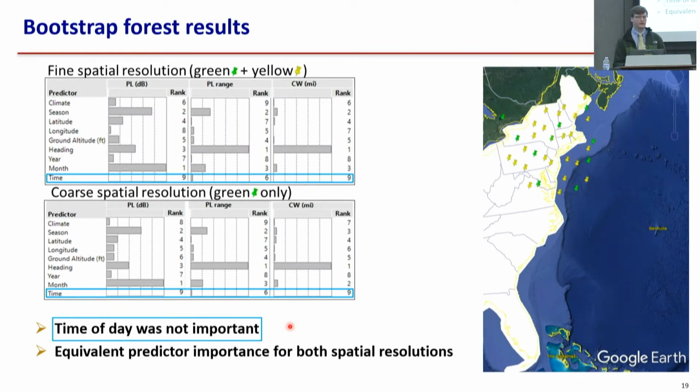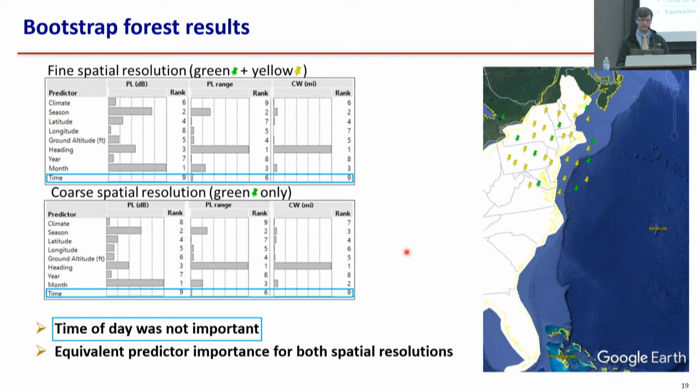The bootstrap forest then allowed us to decide our temporal resolution. We are showing here our fine versus coarse spatial resolution, and our predictor ranks for the under-track loudness, the range of loudness, and the carpet width. What we noticed was that time of day was a very unimportant predictor, and that allowed us to reduce the size of our simulation study from 4 atmospheric profiles per day down to 1. And a clue for which spatial resolution to do was that the importance of the predictors, the ranking, was pretty much equivalent between the fine and coarse spatial resolutions.